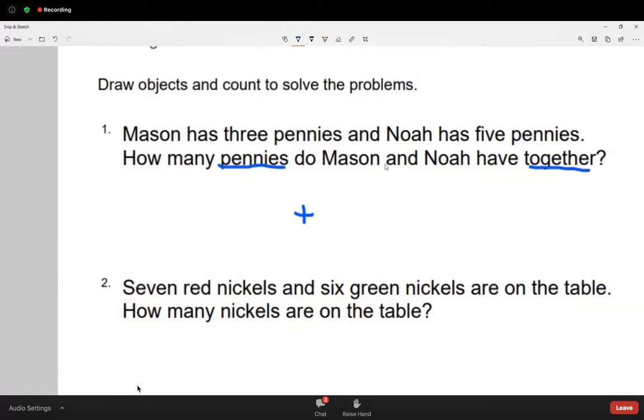So we need to do Mason and Noah. How many pennies does Mason have? 3. So we're going to draw 3 right here. What about Noah? How many pennies does Noah have? 5. So 3 plus 5. What do we do with these numbers? We add them together, so we can draw an equal sign. 3 plus 5 equals 8. Exactly right. These word problems are a little tricky, but you were able to get it perfectly. Thank you for the help with that.